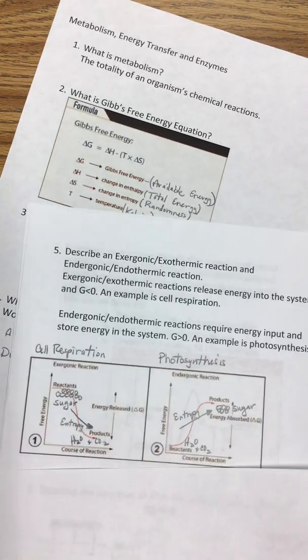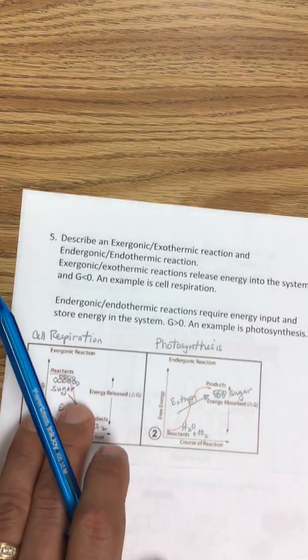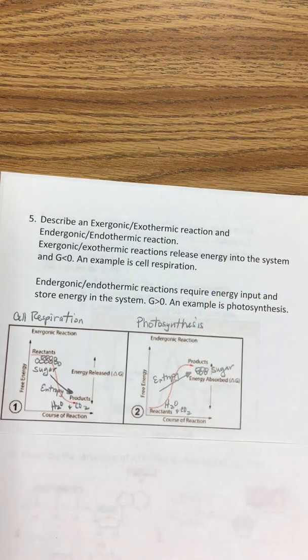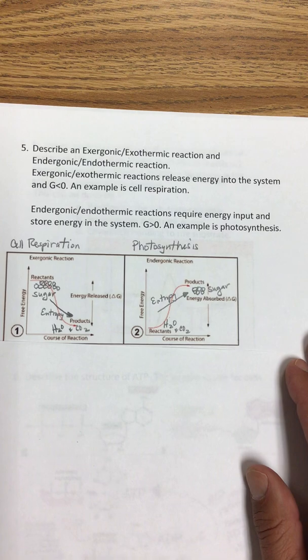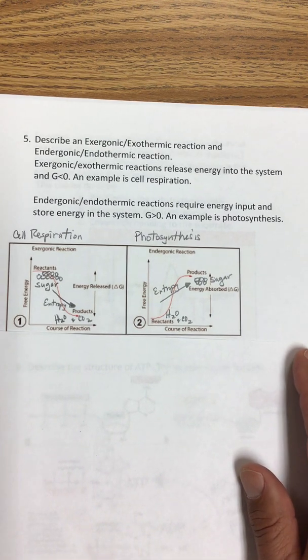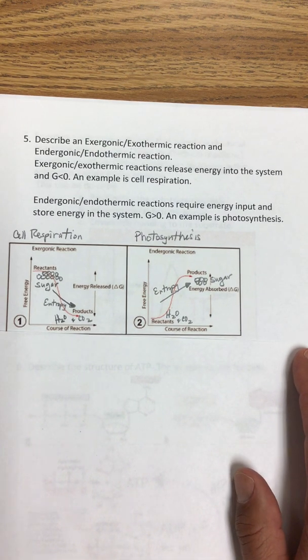If I increase the H and I decrease the S, that means my G is going to be larger. So if we take a look at a graphical representation of this, we can also identify these as exergonic, or exothermic reactions, and then endergonic, or endothermic reactions.